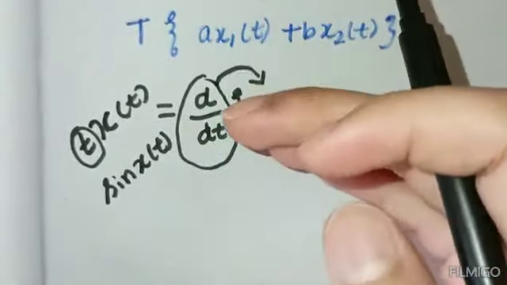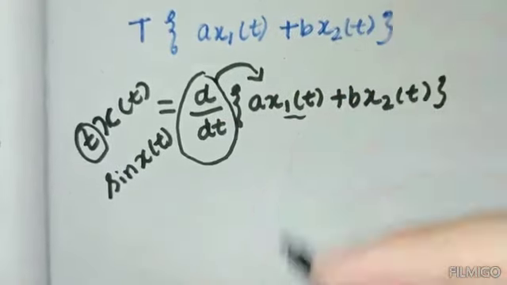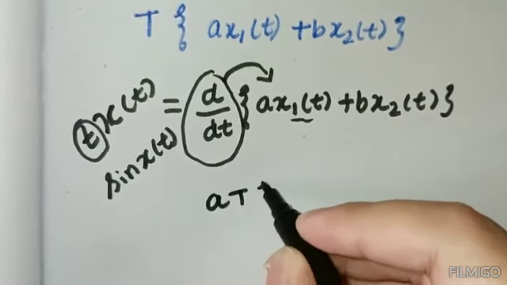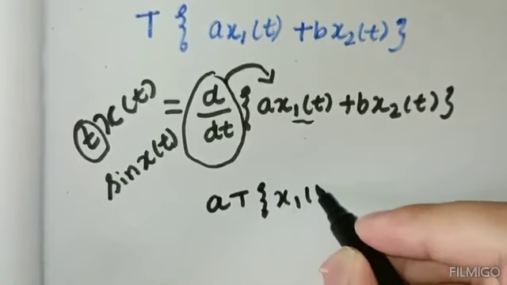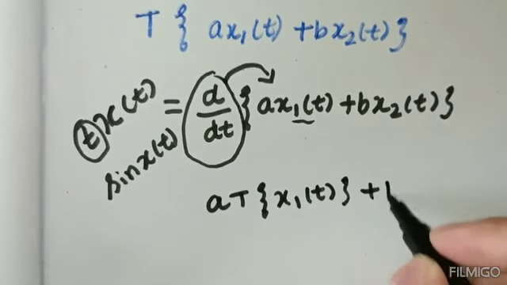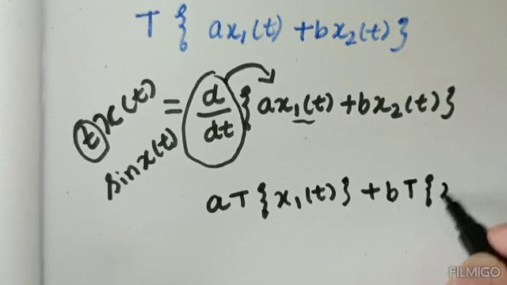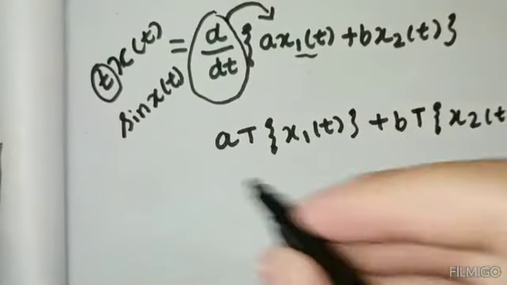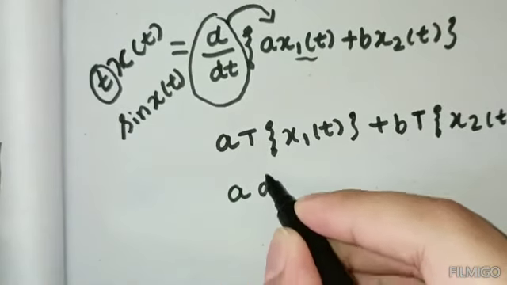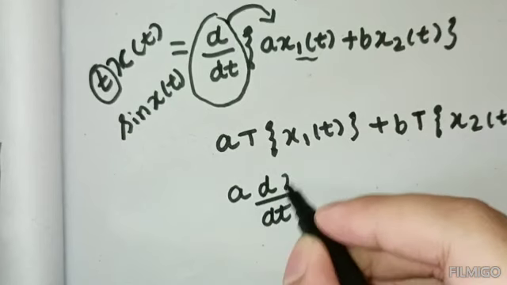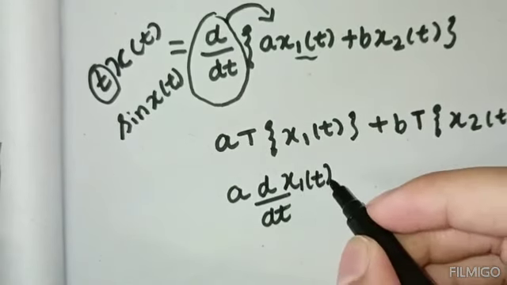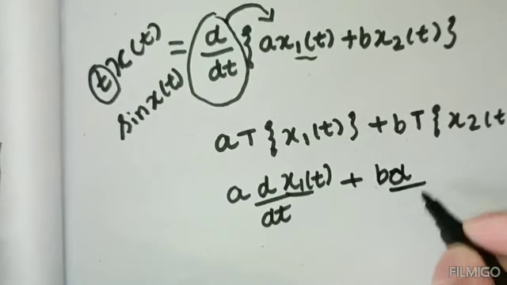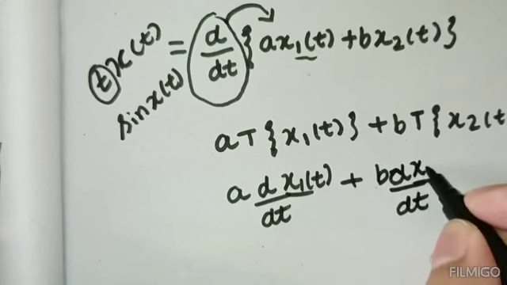If not, it is a non-linear system, right? Now if I come to the transformation of a x1 of t plus b x2 of t, what do I get as the resultant? My resultant would be a times d by dt of x1 of t, plus b times d by dt of x2 of t.